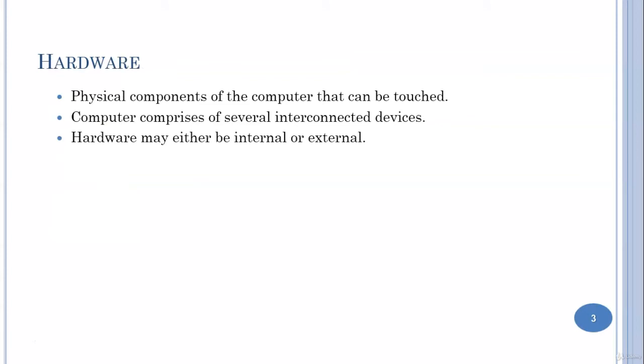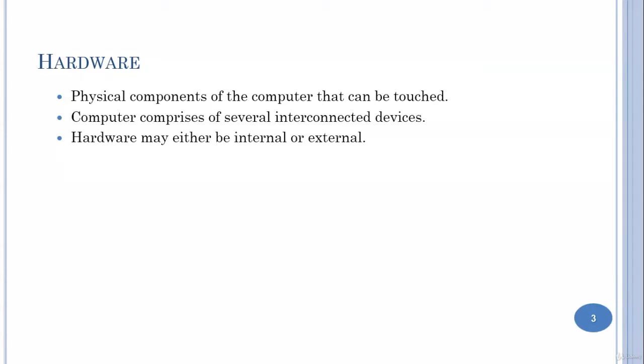Now, let's see what hardware is. All the physical components of a computer that can be touched physically are called hardware. All the devices in a computer constitute the hardware because you can physically touch them. Now, a computer comprises several interconnected devices. The hardware of a computer may either be internal or external.